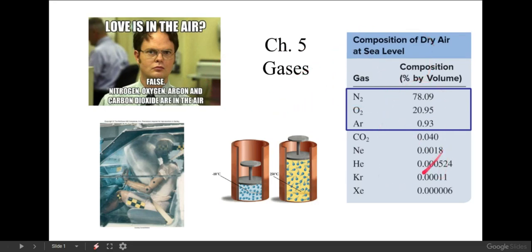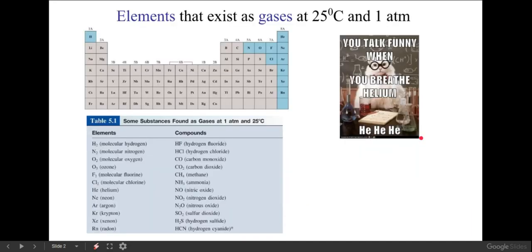Now, it's a multitude. It's a solution of things, but the three most abundant, I want you to know, are nitrogen, almost 80%, oxygen, a little over 20%, and argon's about 1%. The rest of these vary based on temperature, altitude, and just general region of space. So know that that's what you're breathing.